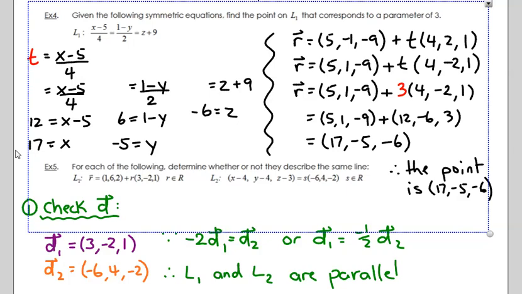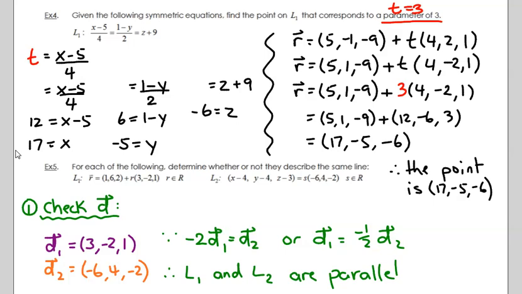Okay, so example number 4. I love saying equation for some reason. Given the following symmetric equations, find the point on L1 that corresponds to a parameter of 3. And so this is a parameter of 3, and this box is not disappearing. So let's just click. There we go. So the parameter is 3. They're telling me t is 3. And what I want to do is find an x, y, and z point that lies on that line if that parameter is 3.